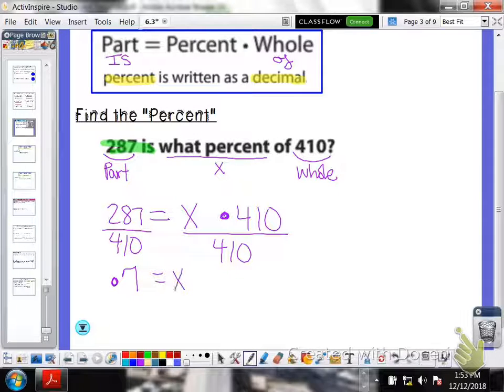0.7 equals x. But we're not done because that's our decimal, 0.7. We need to actually find the percent. So we got to take 0.7 times 100, and that's equal to 70%. So that is our final answer, 70%. So in this, you're going to have to make sure that you actually make your decimals into percents.